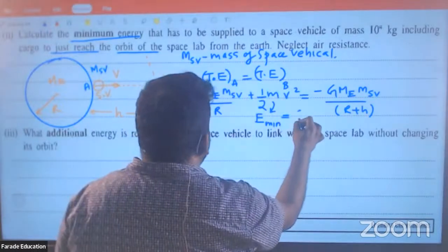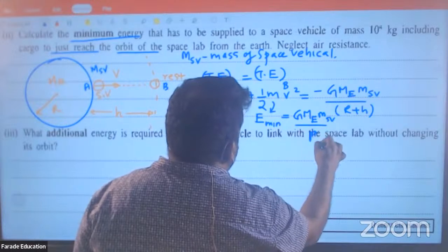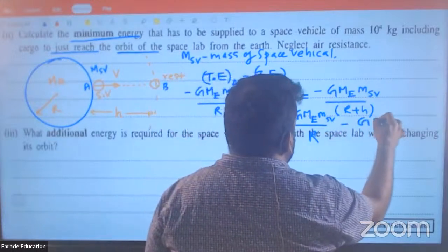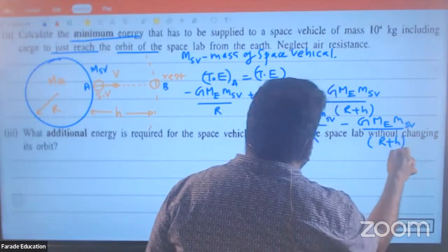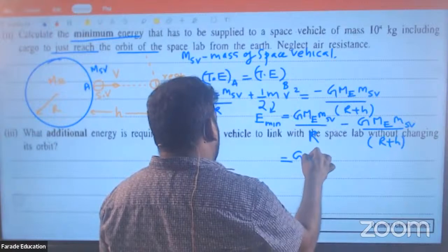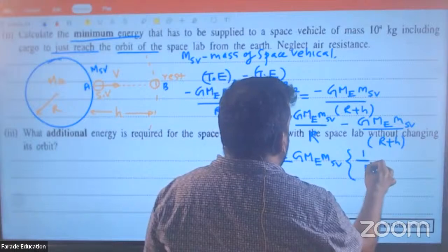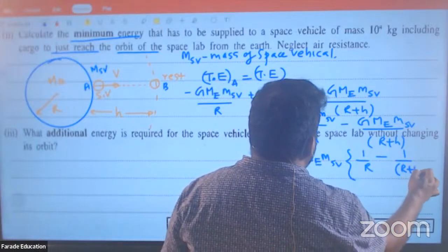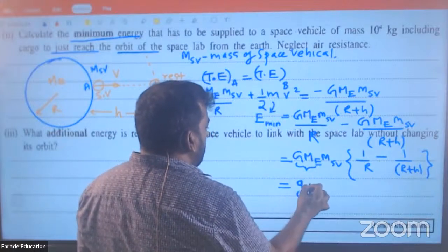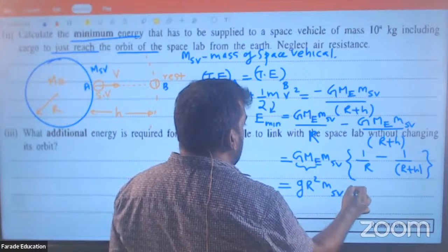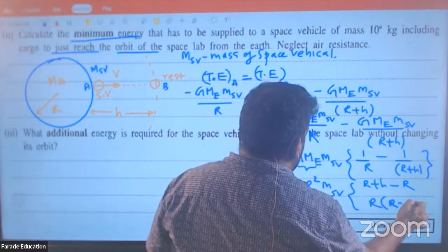Take this to the other side. GME MSV over R minus GME MSV over R plus H. Common terms, take it out. GME MSV times 1 over R minus 1 over R plus H. GME we don't know. We know G R squared, mass of space vehicle, R plus H minus R divided by R times R plus H.